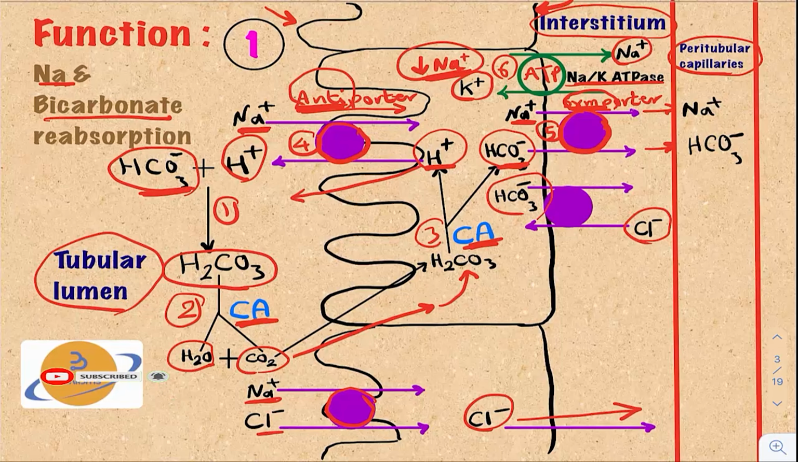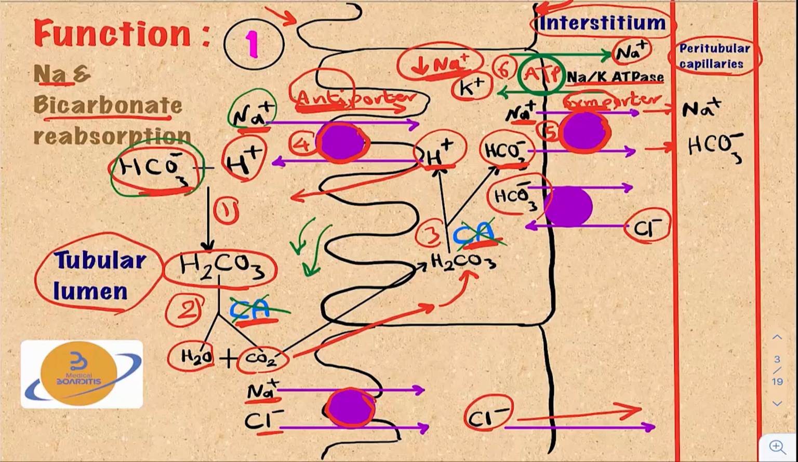Also, dysfunction or inhibition of the carbonic anhydrase enzymes will result in diuresis because of the loss of sodium, and metabolic acidosis because of the loss of bicarbonate. An example of this is renal tubular acidosis type 2, sometimes called proximal renal tubular acidosis, and also some medications like acetazolamide, which is a carbonic anhydrase inhibitor.